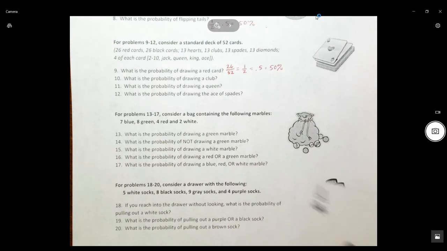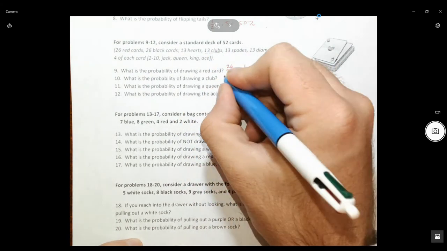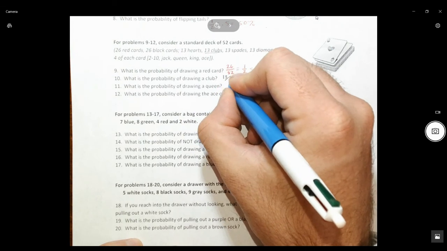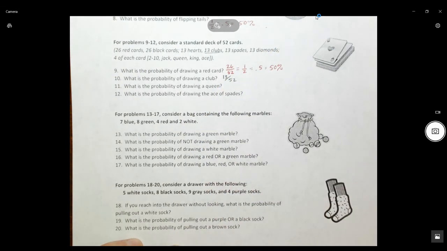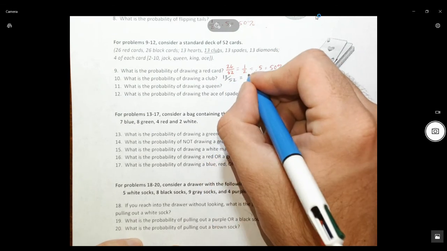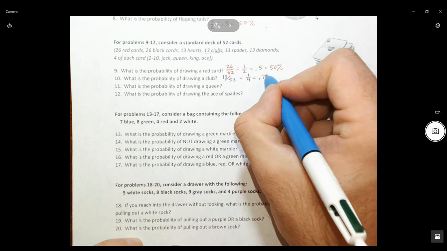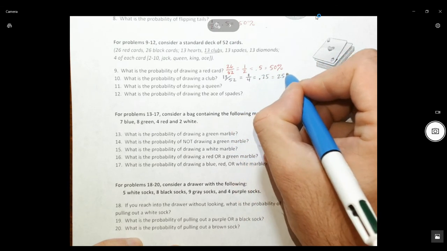Okay, so when I go to find this next question, number 10, and it says, what is the probability of drawing a club? Well, right here we see there are 13 clubs out of the total 52 cards. All right, which, like I said, if you simplify this, this is 1/4 of the deck. We all know 1/4 is 0.25 as a decimal, which is 25%.